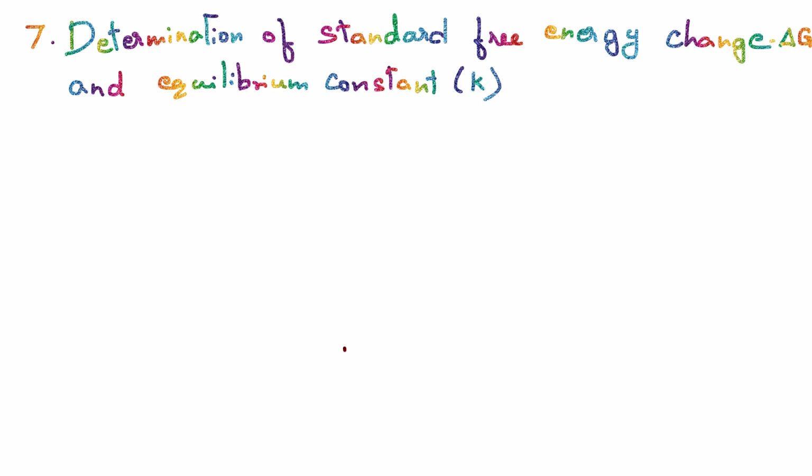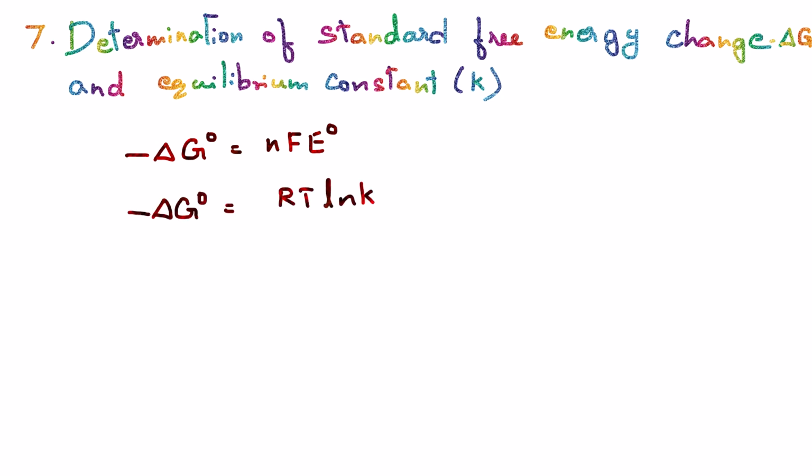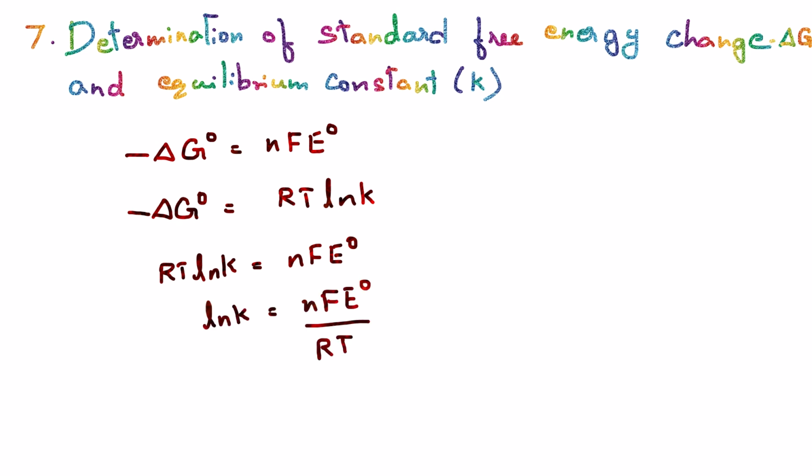Determination of standard free energy change delta G and equilibrium constant K. Minus delta G0 is equal to nF E0, so from the value of E0 we can determine delta G0. From the Van 't Hoff isotherm, minus delta G0 is equal to RT ln K. So we can equate RT ln K to nF E0, and natural logarithm of K is equal to nF E0 by RT. Converting natural logarithm to base-10 logarithm, we get log K is equal to nF E0 by 2.303 RT.